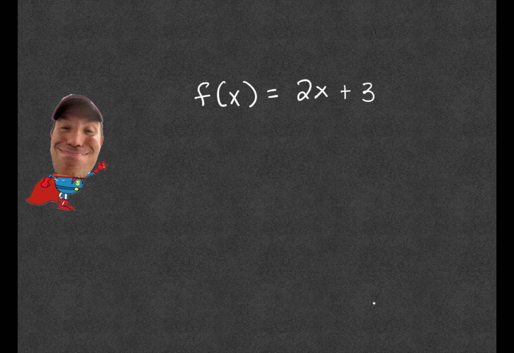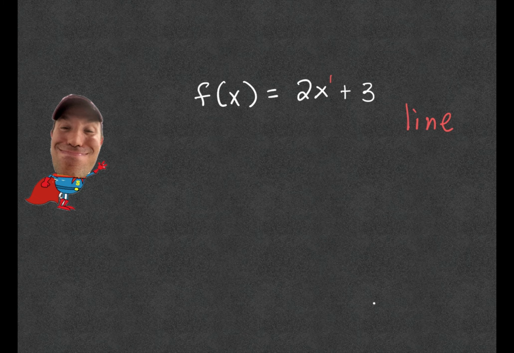Okay, the first one is f of x is equal to 2x plus 3. First of all, it's a good idea to know what this is. What shape is this on a graph? This, of course, is a line. How do you know that, Mr. Ray? Because x is to the first power, so it's a line.